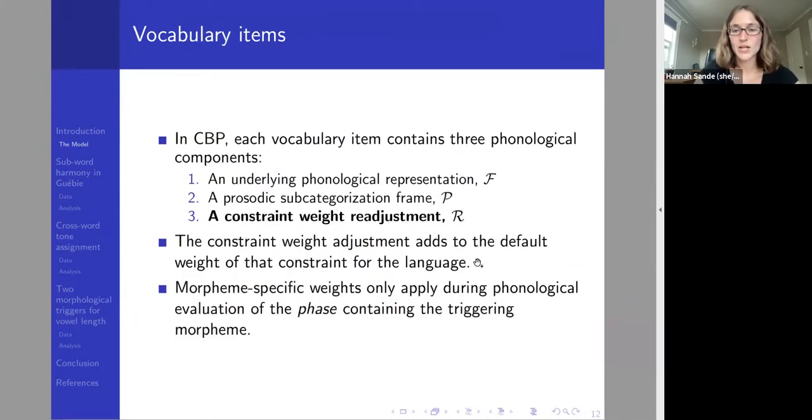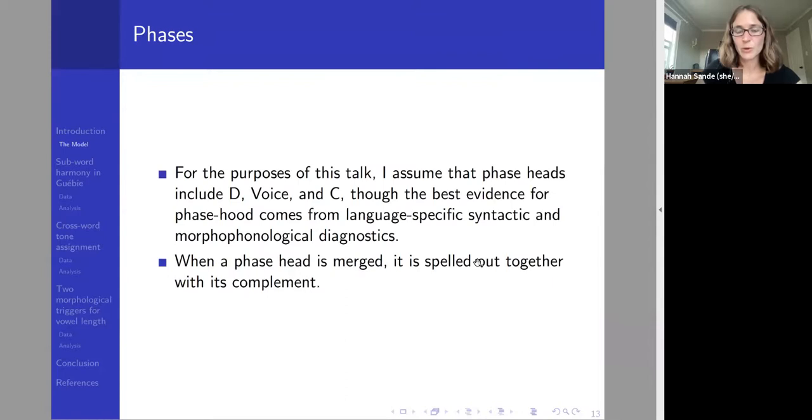Morpheme-specific weights only apply during phonological evaluation of the syntactic phase that contains that triggering morpheme. And for the purposes of this talk, I'm going to assume that syntactic phase heads include D, voice, and C, though arguably the best evidence for phasehood comes from language-specific syntactic and morphophonological diagnostics.